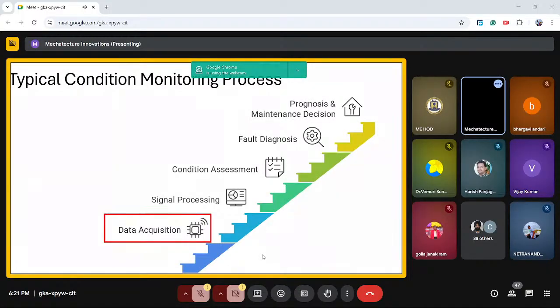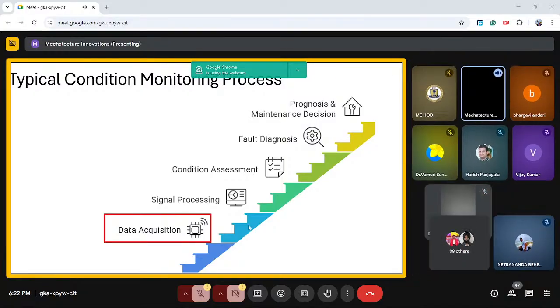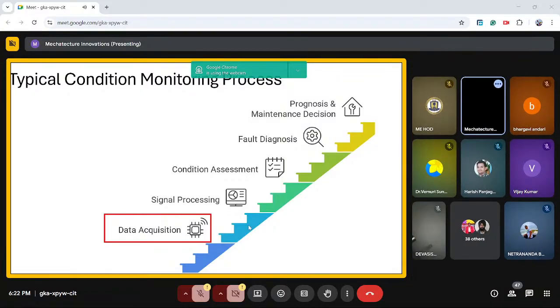And what are the steps? Technically, what are the steps? The steps are very simple. Step by step, we start from the lower steps and progress to higher stages. Typical condition monitoring starts from data acquisition. So what is this data acquisition? Say, if you want to cause some good thing to somebody, or some bad thing to somebody, you need to know data about them.